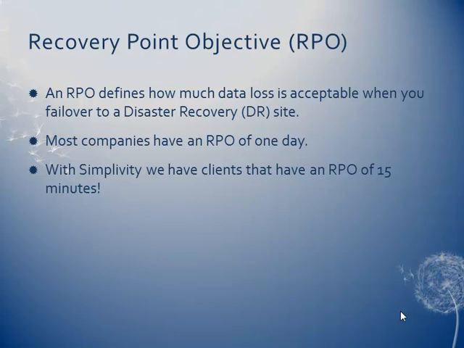One of the key metrics that they always talk about with DR is recovery point objective, or RPO. Basically what that defines is how much data loss or data staleness the company can tolerate when you have to fail over to a DR site. Most companies have an RPO of 1 day. That's pretty typical. In other words, they replicate to the DR site once a day.